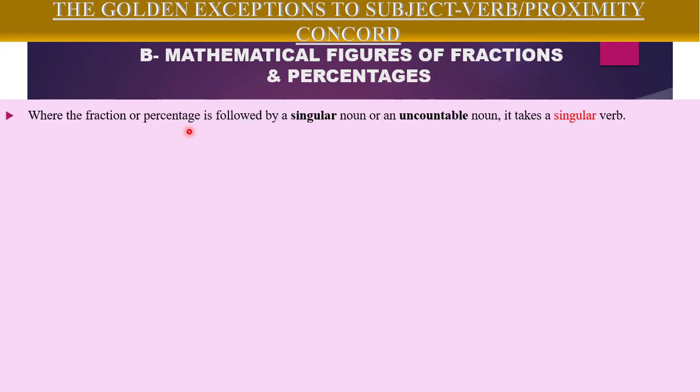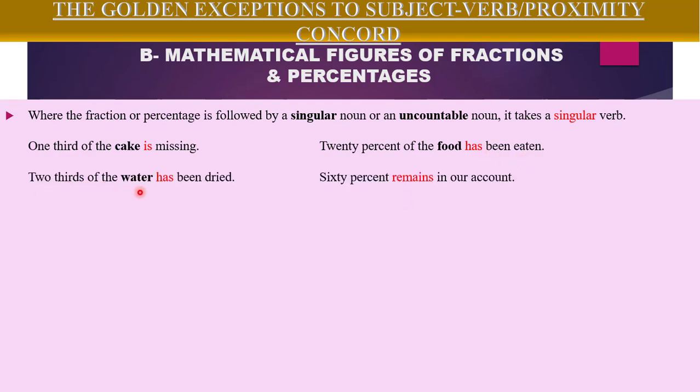The verb that you will select depends on the noun that follows the fraction or the percentage. Where the fraction or percentage is followed by a singular or uncountable noun, it takes a singular verb. For example, 1/3 of the cake is missing. 20% of the food has been eaten. 2/3 of the water has been dried. 60% remains in our account.